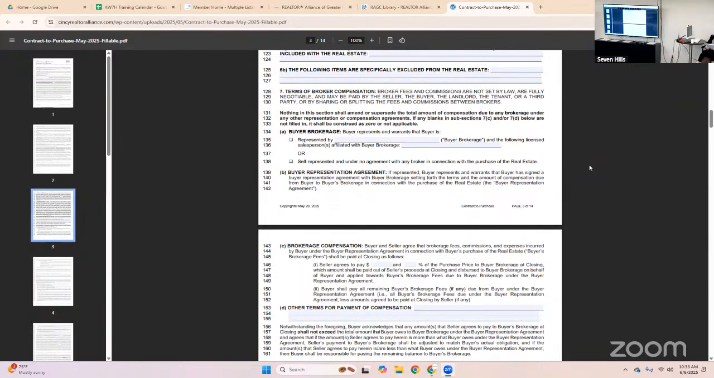If it's a self-represented buyer, then you'll just have to see how that's going to work out whenever you're talking to them. They changed "or" to "and" in 7C and 7I. The new sentence: if the amount that seller agrees to pay herein is less than what buyer owes under the buyer representation agreement, then buyer shall be responsible for the remaining balance. So they have added that the buyer is responsible for any remaining balance.